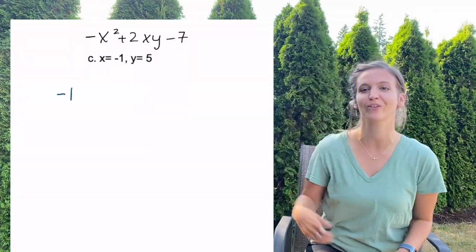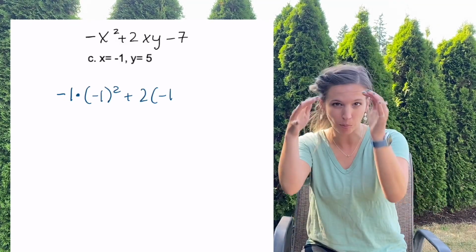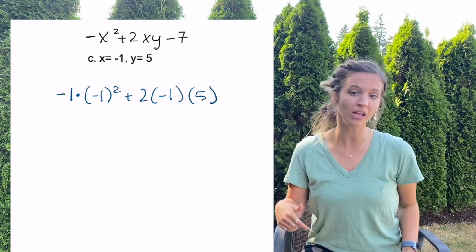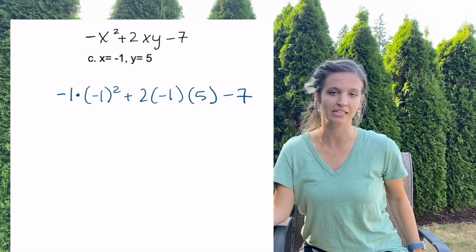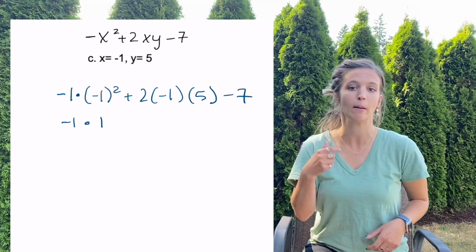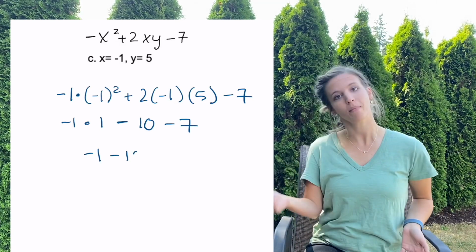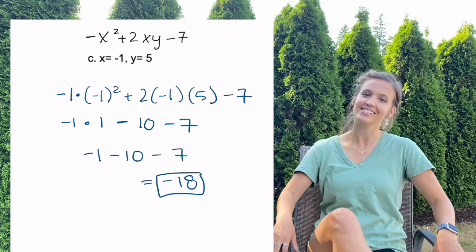If I plug in negative 1 for x and 5 for y, I'm gonna have negative 1 times, now remember it's x squared, so parentheses negative 1 squared, plus 2 times negative 1 times 5 minus 7. Okay, negative 1 squared is 1 times that negative 1 that was on the outside, minus, if I multiply the other terms, 10 minus 7. Negative 1 minus 10 is negative 11, minus 7 is negative 18.